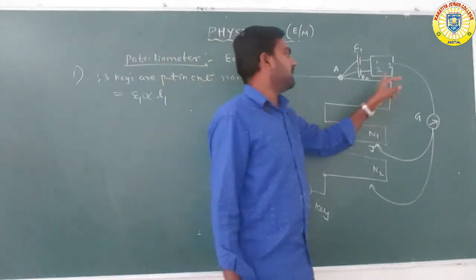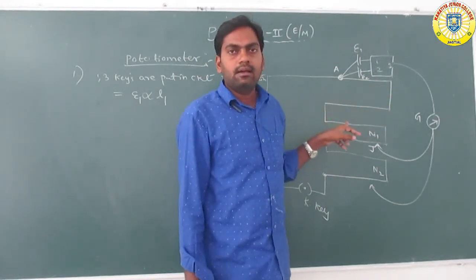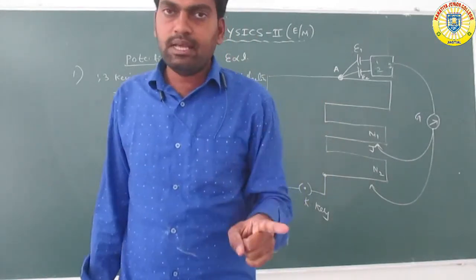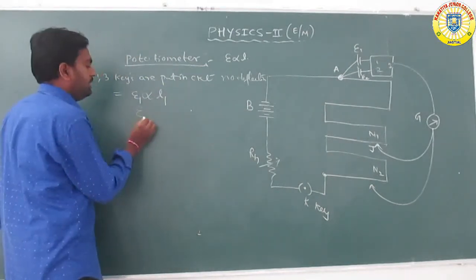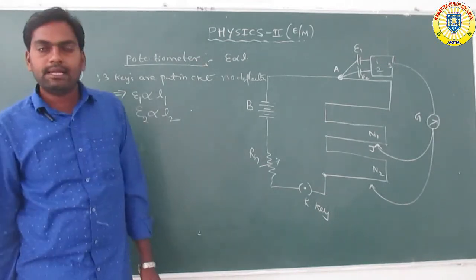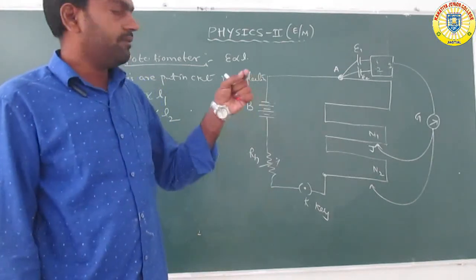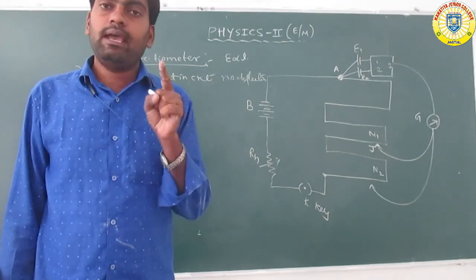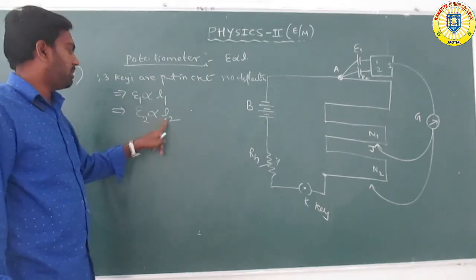Once again, the jockey is moved on the potentiometer wire until there is no deflection on the galvanometer, to find the length L2. So E2 is directly proportional to L2. E1 is directly proportional to L1 and E2 is directly proportional to L2.